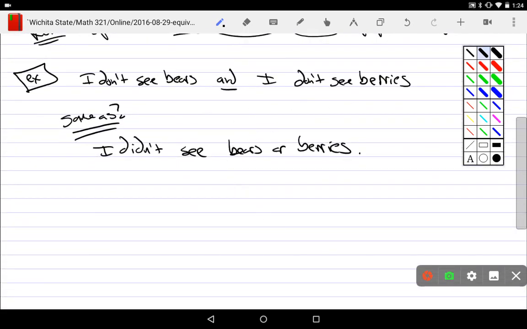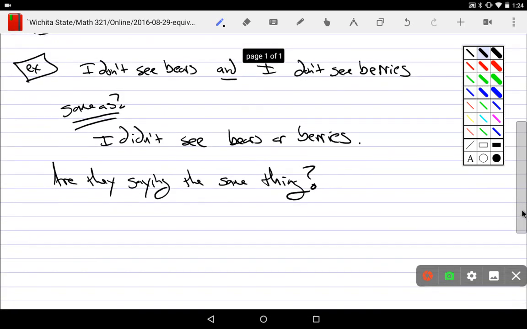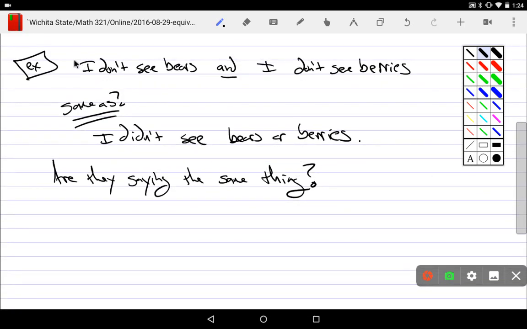So let's say somebody comes up to you and says, I didn't see bears and I didn't see berries. And the next person pops up and says, hey, I didn't see bears or berries. Are they saying the same thing? That's really what the question is. It's going to be either yes or no. Is the first compound proposition the same as the second compound proposition? Are they saying the exact same thing? And what would fundamentally make sense about this? When are you saying the same thing?